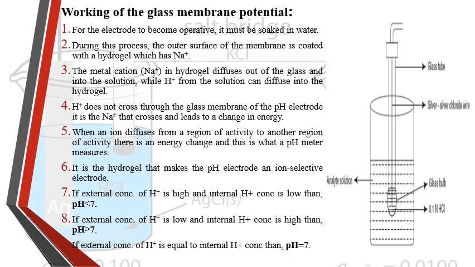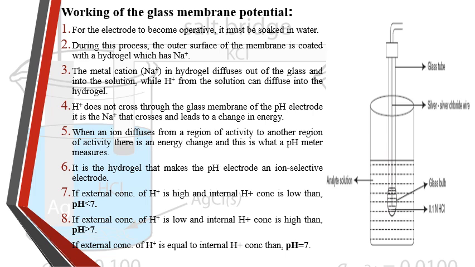The glass electrode, most commonly used for pH measurement, is an ion selective electrode. It has a thin glass membrane that is sensitive to hydrogen ions. This makes it highly effective for accurate pH measurement across a wide range of conditions.